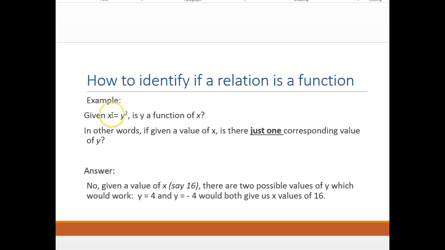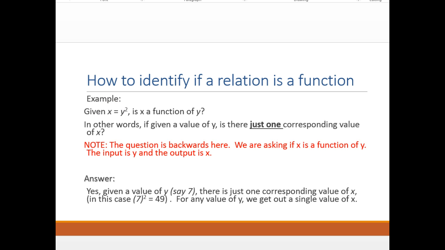a given value of x. This last example is a bit tricky because we're going to use something very similar. It says given x equals y squared, is x a function of y? In other words, if given a value of y, is there just one corresponding value of x? Notice the question is kind of backwards here. I did not ask is y a function of x, I asked is x a function of y. So therefore, we're reversing it. We're using y as the input and x as the output.